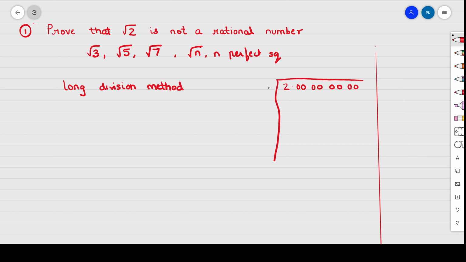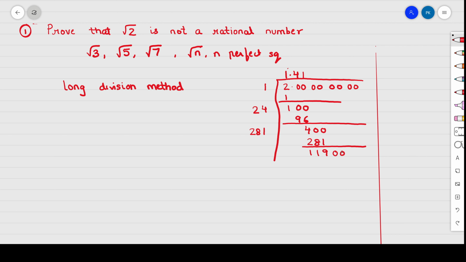So the first number we are getting is 1. We'll put 1 here as well. We get 1. Then we bring 2 zeros down. Here we put a dot. We multiply this 1 into 2, and then we write here 4. Here also we write 4 and we get 96. Again we bring 4 down, 400. So we get twice of 14 is 28, and we write here 1. Here also we write 1. We get 281, and then 119 is the remainder.